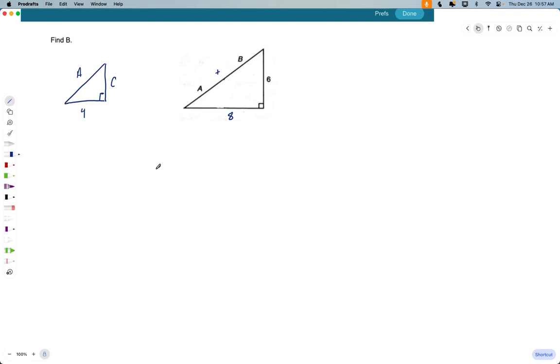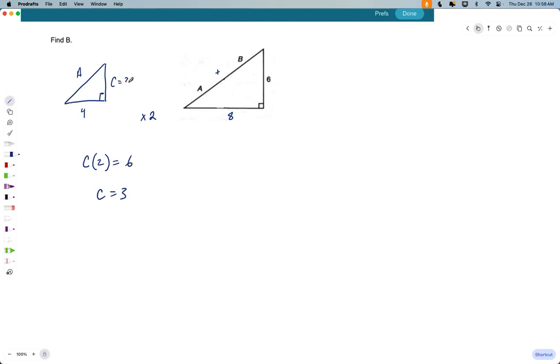So looking at this, from a base of 4 to a base of 8, I automatically identify my scale factor as 2, so times 2, right? So that means if 4 times 2 equals 8, then C times 2 is equal to 6. If I divide both sides by 2, C is equal to 3.